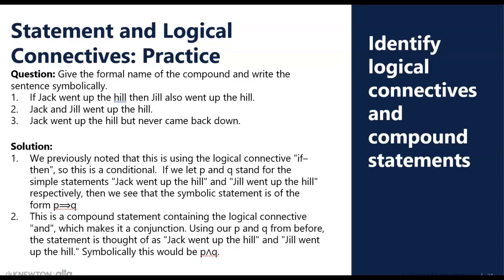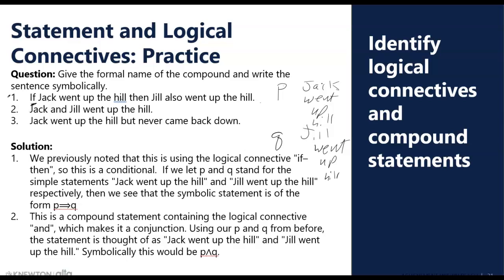So, give the formal name of the connective, I think is what we're looking for, and write the sentence symbolically. So you're going to break these up into the simple statements that make them up. So if Jack went up the hill, then Jill also went up the hill. So Jack went up the hill could be statement P. And I'm going to just abbreviate this, went uphill. And Q could be, and we tend to use P and Q in logic. We tend to start there with those letters of the alphabet. It could be A, B, it doesn't really matter. And Q is Jill went up the hill.